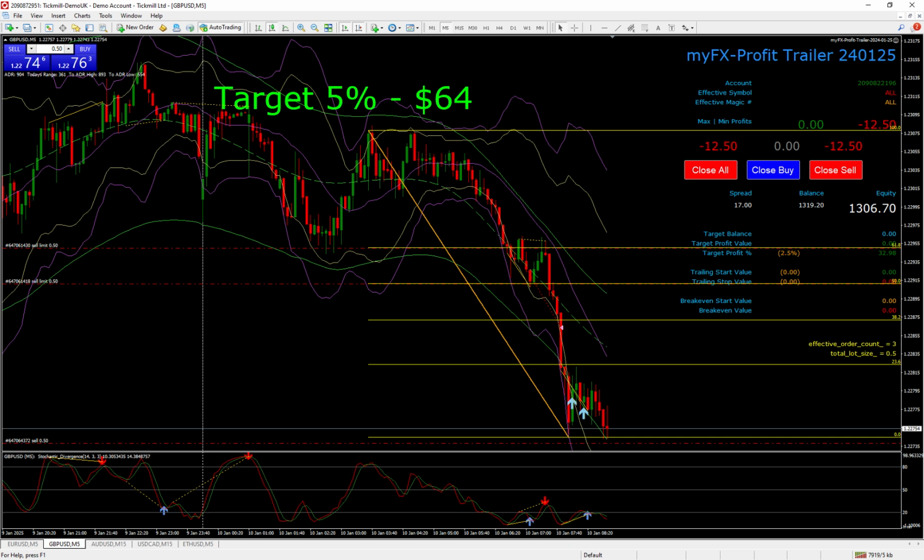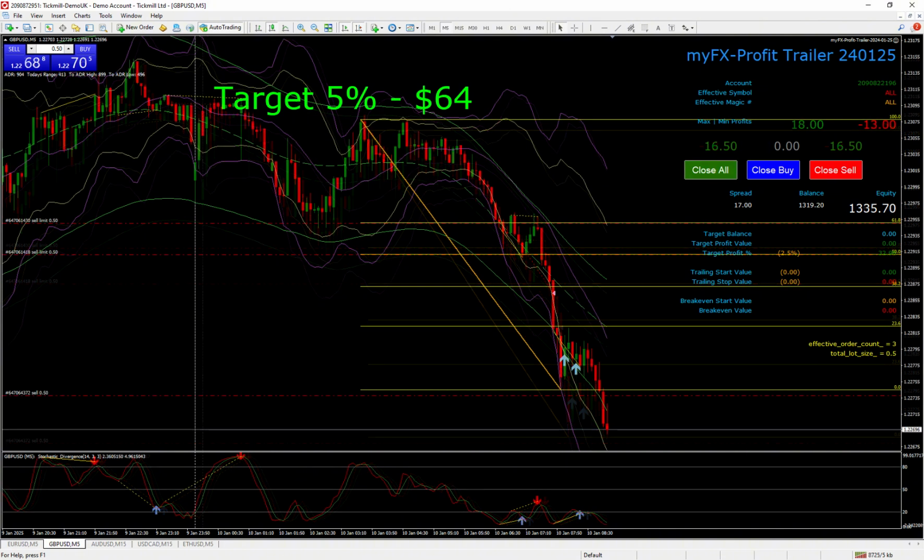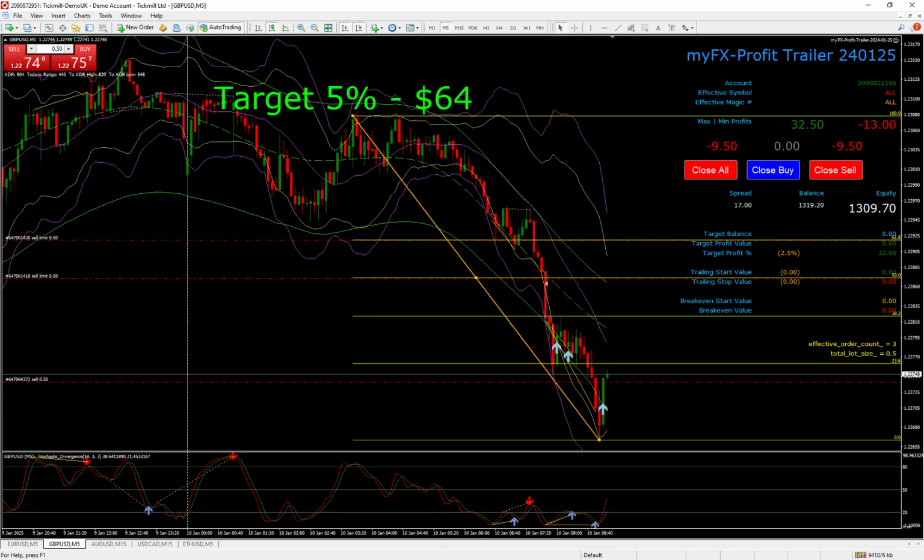Since there's a small pullback at the moment, I'll place the sell order and wait for the EA to secure the profit around $32. The profits from the orders were $32.50 each, but the EA didn't close them since the profit target was set at $32.98. However, we still reached our total daily profit of $64.